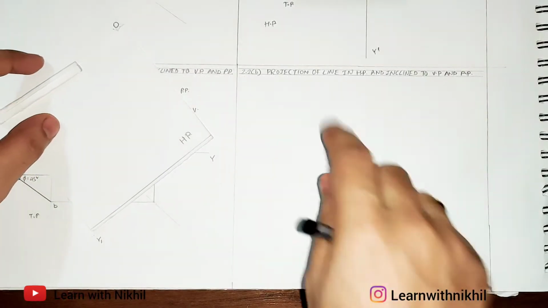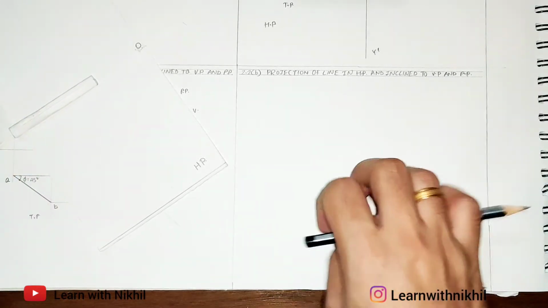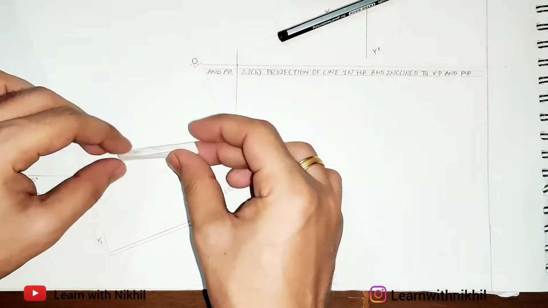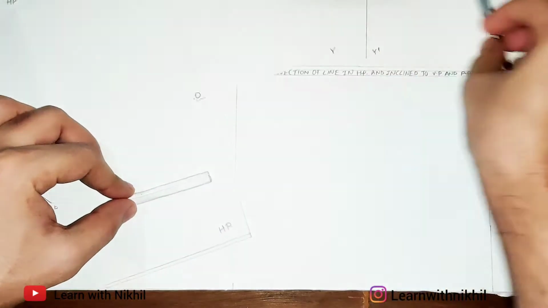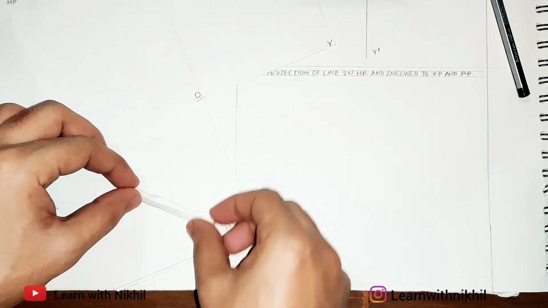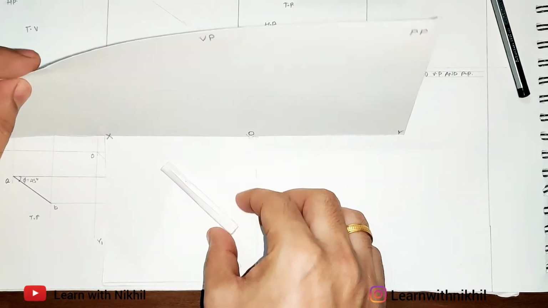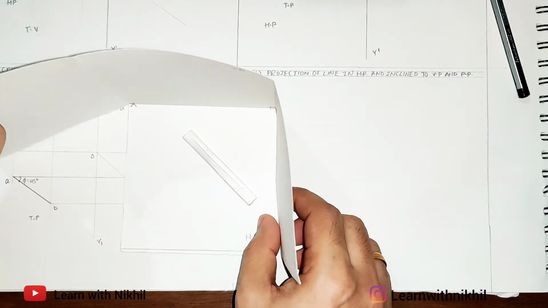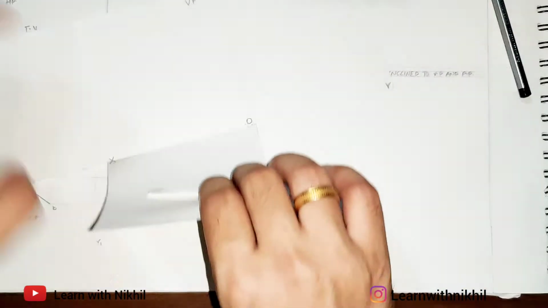Moving to the next point, where the projection of line is in HP and it is inclined to VP and PP. So same as the previous, but here the line is in the horizontal plane. So line is like this, on or in the horizontal plane. So it is perpendicular to the horizontal plane and then inclined to vertical plane and PP, that is profile plane. So line is like this. This is inclined to the vertical plane and it is also inclined to the profile plane, and the line is in the horizontal plane.